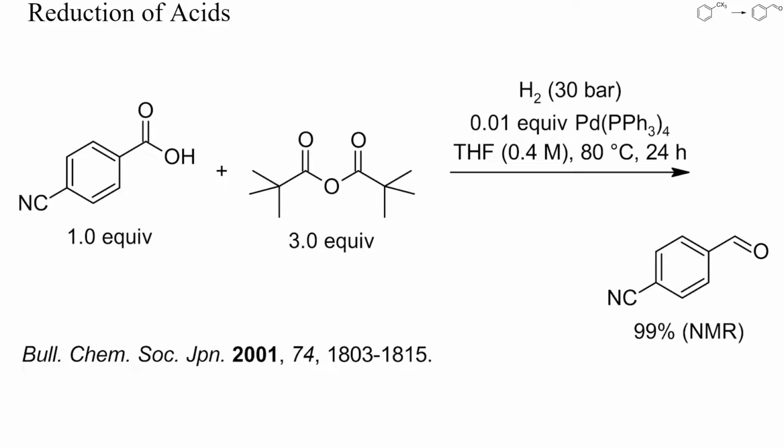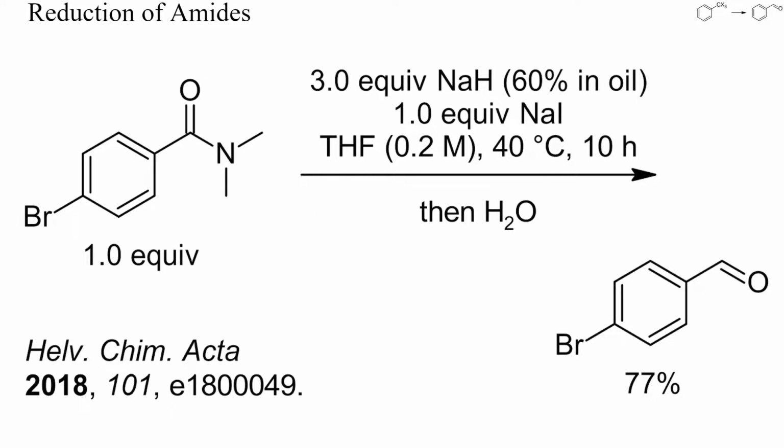Anhydrides can be hydrogenated, but the reduction often stops at the stage of the acylated aldehyde hydrate. For instance, hydrogenation of acetic anhydride can give good yields of 1,1-diacetoxyethane. In this example, 4-cyanobenzoic acid was activated as mixed anhydride with pivalic acid and then hydrogenated with a soluble palladium catalyst in THF. A high yield of the benzaldehyde resulted, without any hydrogenation of the cyano group. I will show you now some examples of the one-step reduction of amides to aldehydes.